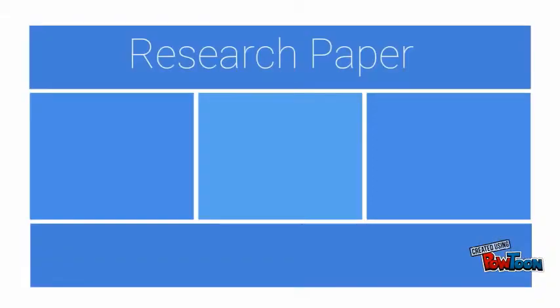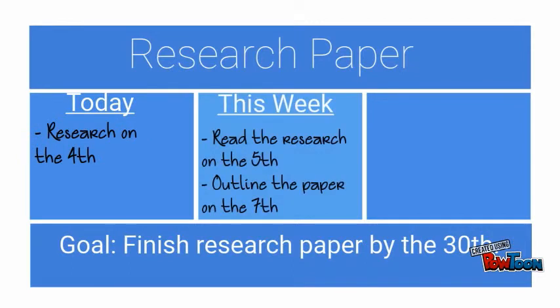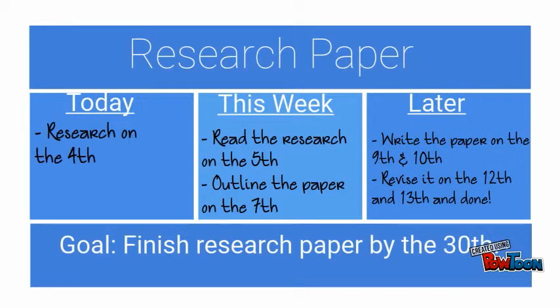If you want to complete a paper by the 30th, for example, perhaps you would research on the 4th, read your research on the 5th, outline your paper on the 7th, write your paper on the 9th and 10th, revise it on the 12th and 13th, and be done long before the paper is due.